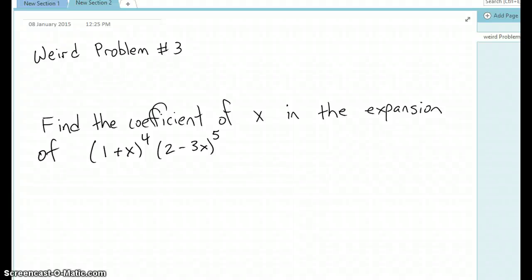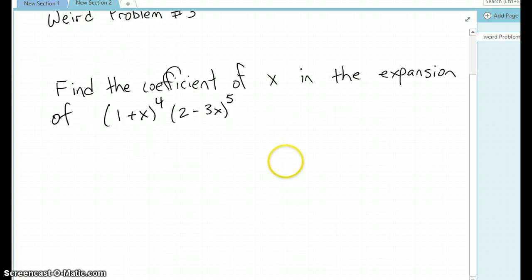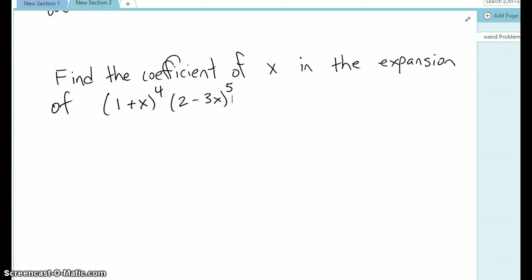Okay, this is weird problem number 3, and the problem says find the coefficient of x in the expansion of (1 plus x) to the fourth times (2 minus 3x) to the fifth. And I'm only looking for the coefficient of x squared. So here's what we do.